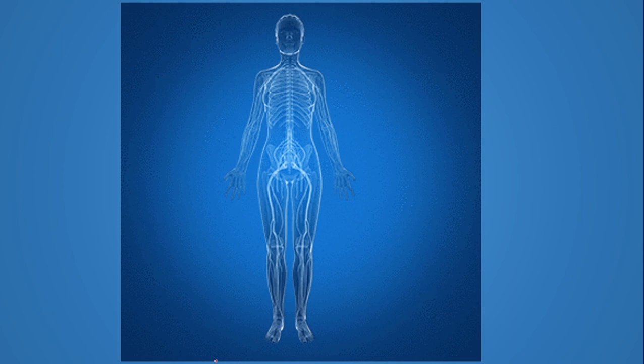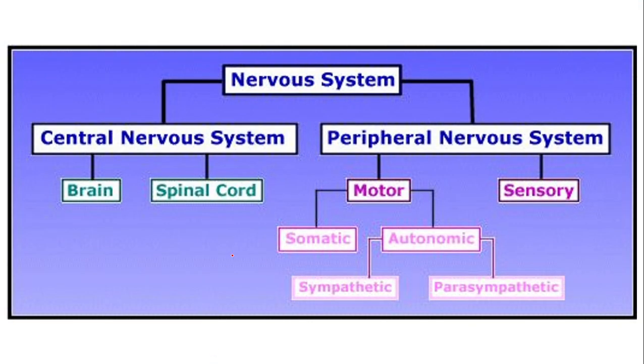So if we talk about the organization of the nervous system, it consists of this type of organization. The main nervous system is divided into two types, that is the central nervous system and the peripheral nervous system. The central nervous system has the brain and spinal cord, and the peripheral nervous system has the motor nerves and sensory nerves. The motor nerves will be divided into somatic and autonomic nervous system, and the autonomic nervous system will be further divided into sympathetic and parasympathetic nervous system. So let us discuss all these terms briefly.